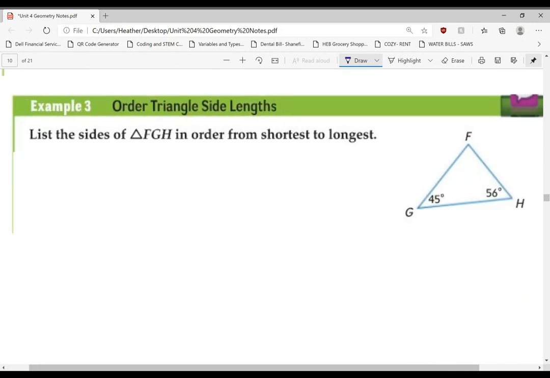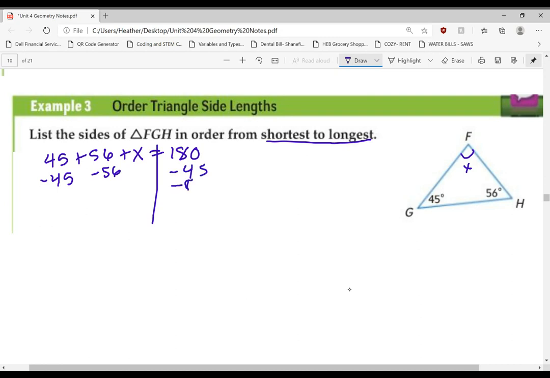Okay, let's look at triangle FGH. Label them from shortest to longest side. Well, first we need to find the angle F here. In order to do that, we're going to add all these angles to 180 to find X. So 45 plus 56 plus X is equal to 180. If I subtract 45 and 56 to the other side, I get X is equal to 79. So that means this angle F is 79 degrees.